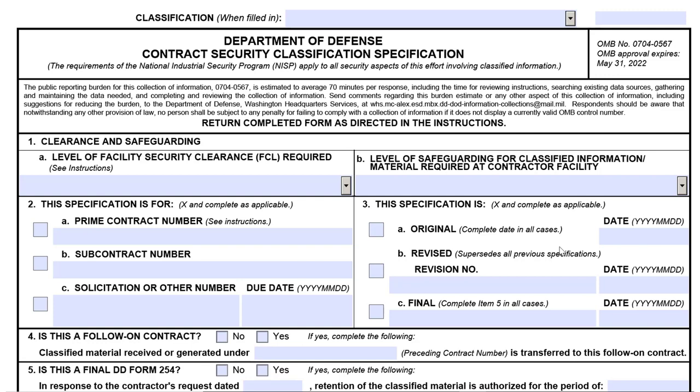Today we will discuss the relationship between the DD Form 254, how it relates to the solicitation process, identify focus areas, and provide additional resources.